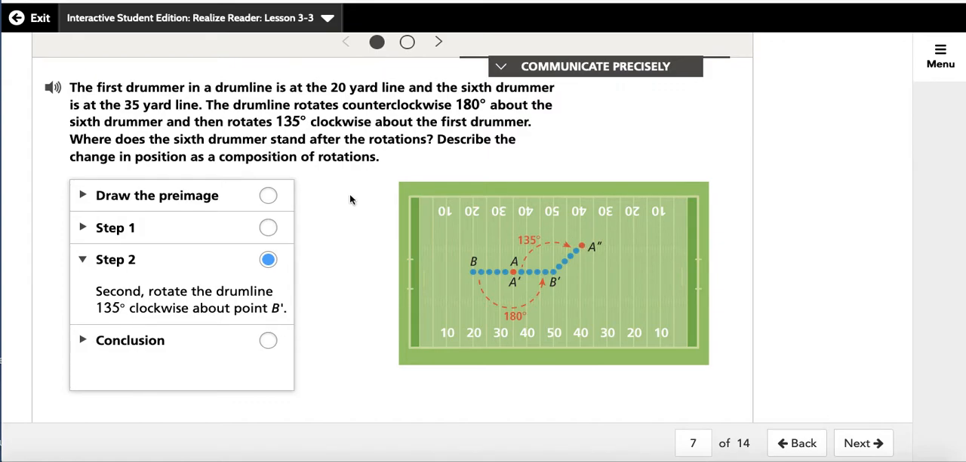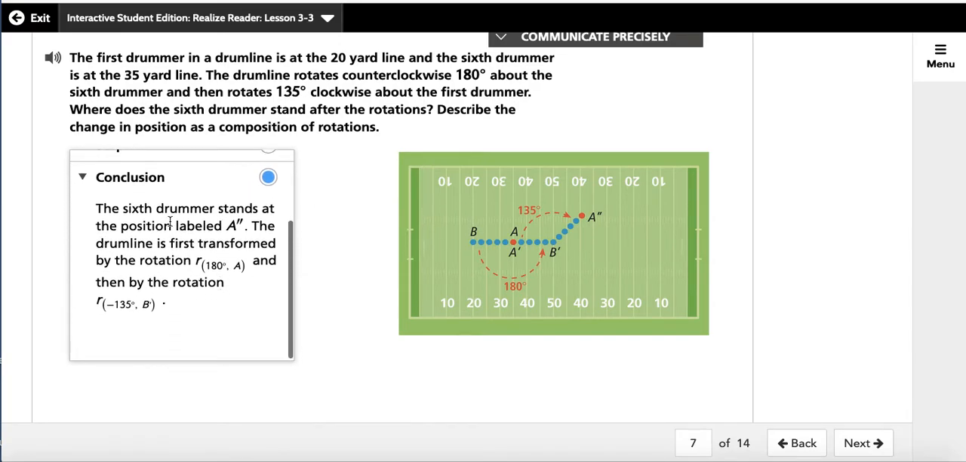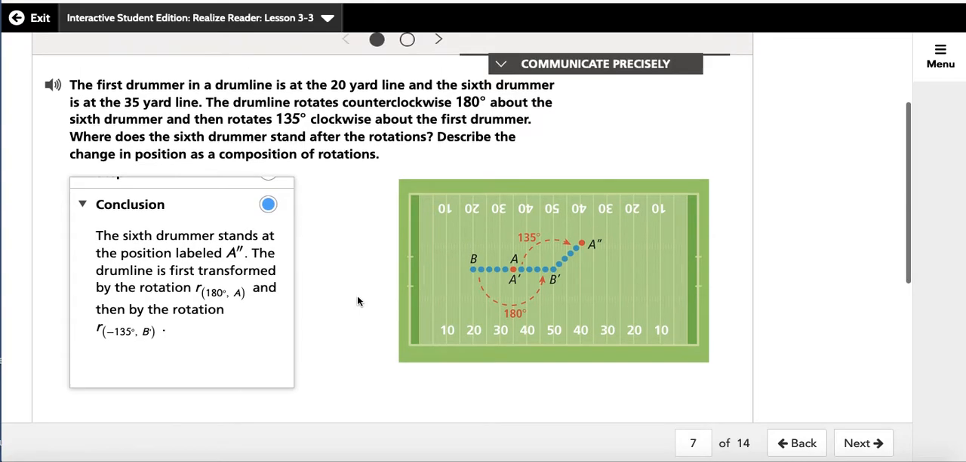Where does the sixth drummer stand? Looks like the sixth drummer is on the 40-yard line. Not just the 40-yard line, but out here. Sixth drummer stands at the position labeled A double prime. The drum line is transformed by the rotation 180 degrees about A and by the rotation negative 135, because it was clockwise, about B prime. So a lot of different notations written there.